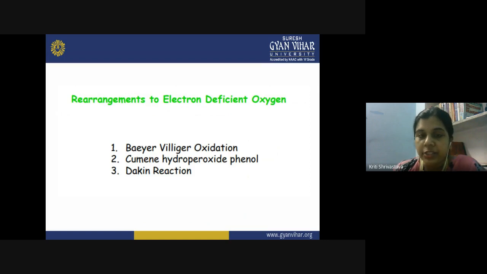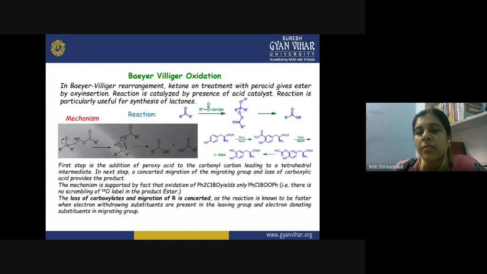So let us continue our discussion with rearrangement reactions in which electron deficient oxygen is involved. It is an interesting question how oxygen, which is quite electronegative in nature, becomes electron deficient. In this category, the rearrangement reactions that take place are known as the Baeyer-Villiger oxidation, the cumene hydroperoxide phenol reaction, and the Dakin reaction. These three reactions we will discuss in this category. First of all, let us see the Baeyer-Villiger oxidation reaction.